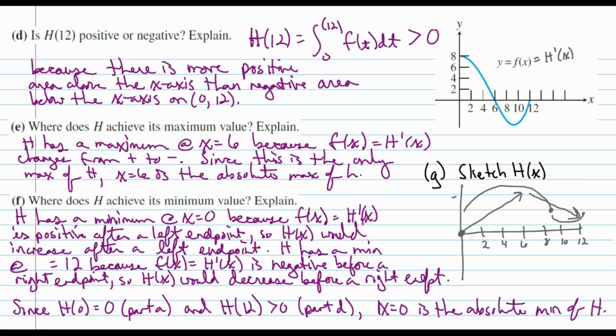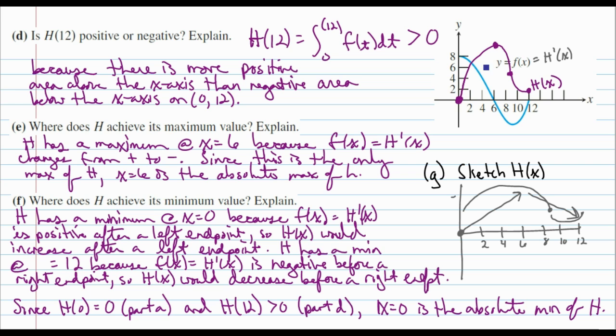So now I can use this to sketch my final graph. Starting at 0, 0. From 0 to 6, the graph is increasing concave down. And then from 6 to 9, decreasing concave down. And then from 9 to 12, decreasing concave up. So we also kept in mind that H of 12 has to be greater than 0, and it is. It's a little bit greater than 0. Technically, its exact value would be whatever the area above the x-axis is minus whatever area is below the x-axis, but they look kind of close, so maybe 2 units, I don't know.